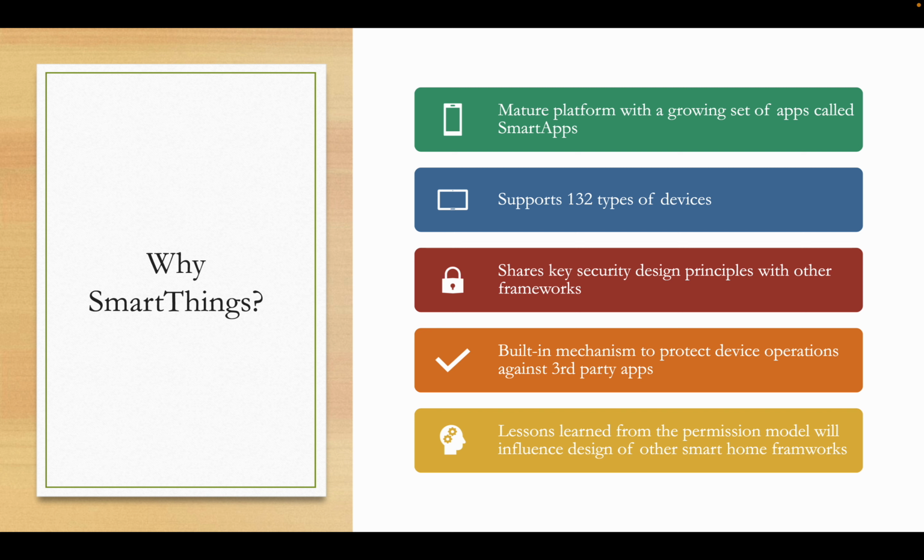So then they also said that SmartThings supports over 132 types of devices as of 2022. I'm sure that number has grown by now. But yeah, 132 is definitely a broad number of devices. Third, it shares key security design principles with other frameworks. It has a built in mechanism to protect device operations against third party applications. And there were lessons learned from the permission model that will influence the design of other smart home frameworks moving forward.